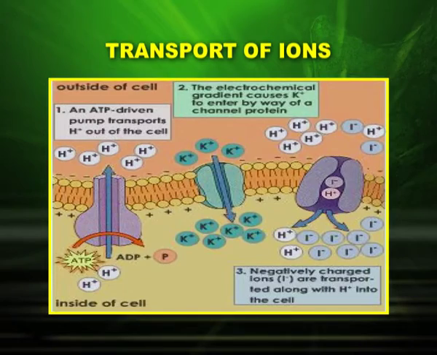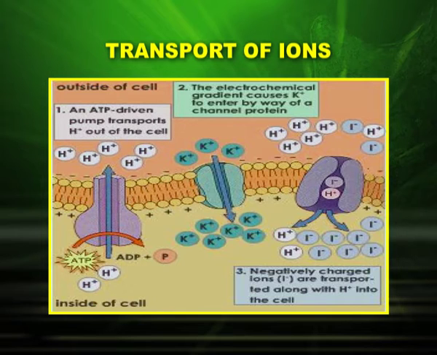The active absorption of mineral ions can be well explained in the following diagram. In the first step, you can see an ATP driven pump that transports hydrogen ions out of the cell. In the second, the electrochemical gradient causes potassium ions to enter by way of a channel protein. And the third, negatively charged ions are transported along with hydrogen ions into the cell.